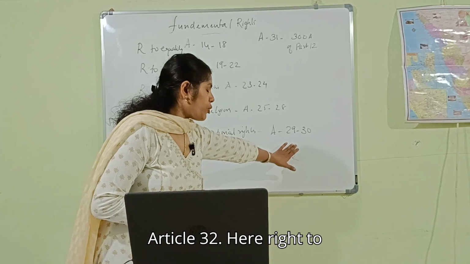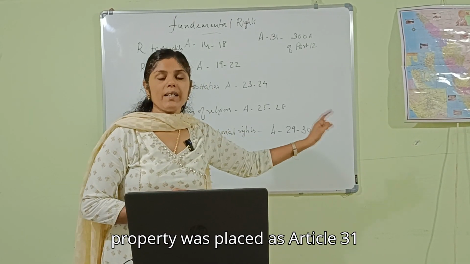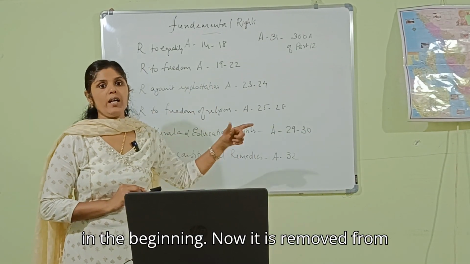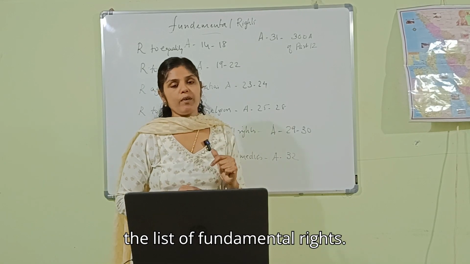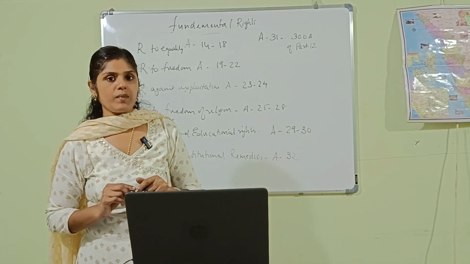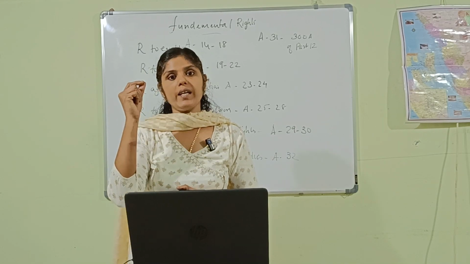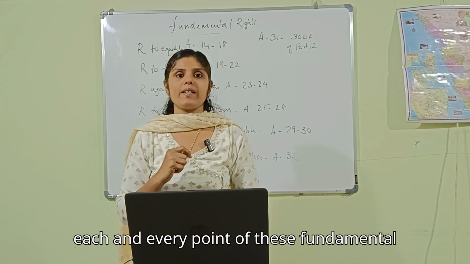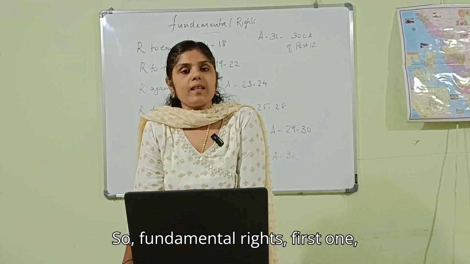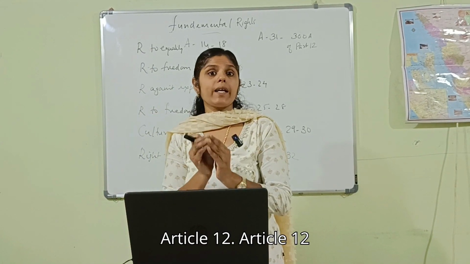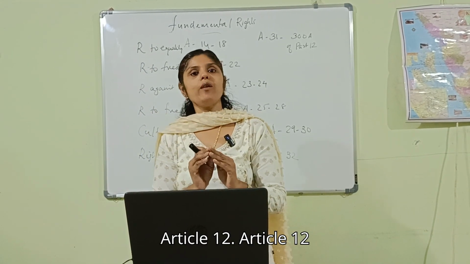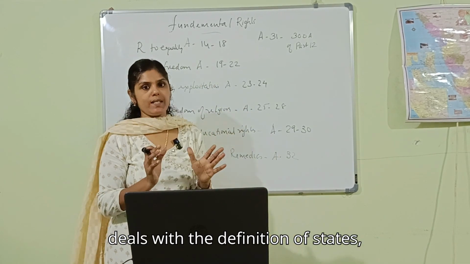Here, right to property was placed as Article 31 in the beginning. Now it's removed from the list of fundamental rights. So now we can study each and every point of these fundamental rights. So fundamental rights, first one, Article 12. Article 12 deals with the definition of states.